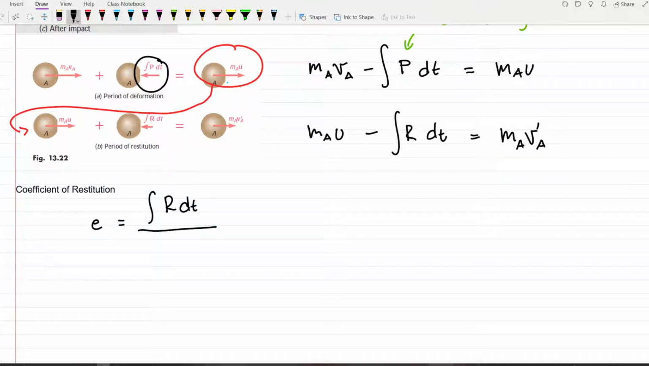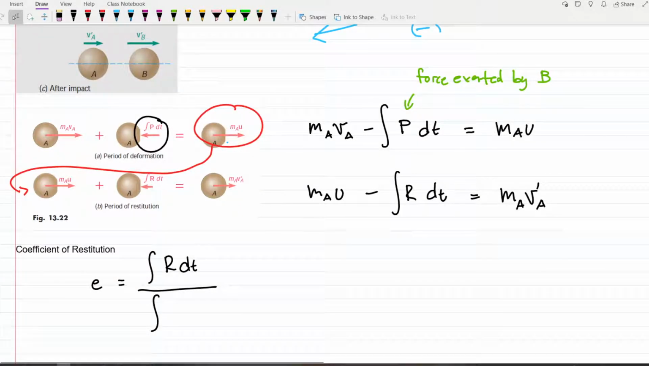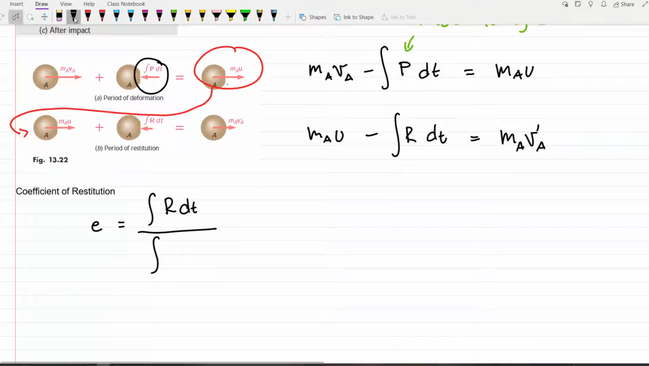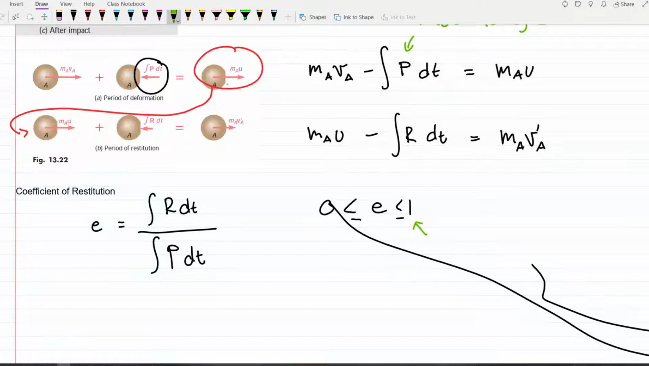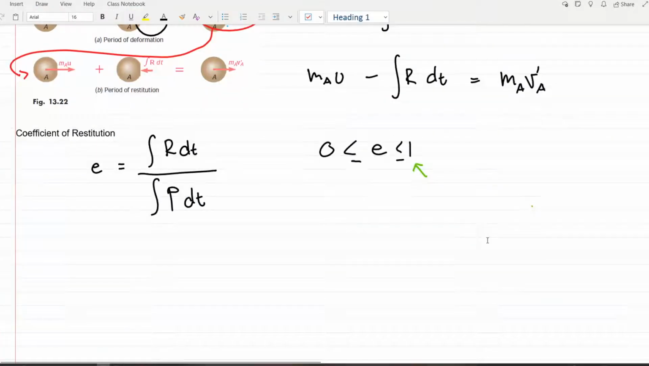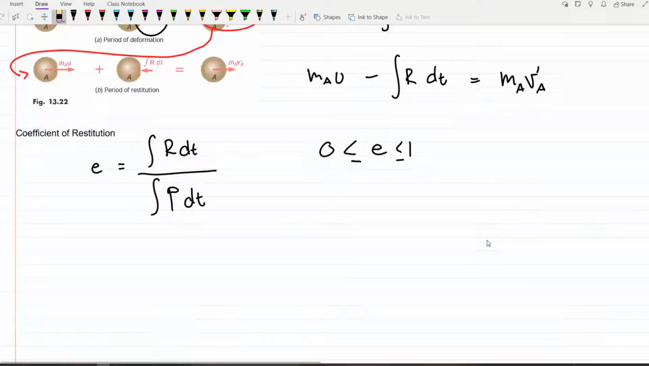which is the ratio of the impulse during restitution, since force times change in time is impulse, over the impulse at the period of deformation, integral of P dt. So the value of E is always between 0 and 1. If 1, it is perfectly elastic, and if 0, it is inelastic.